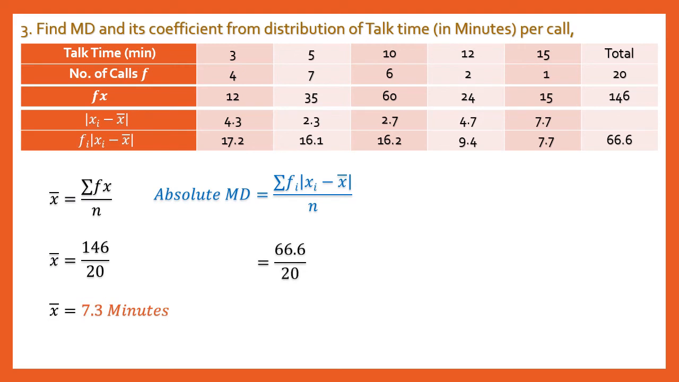Now the numerator is 66.6 and denominator is 20. So the answer is 3.33 minutes. Okay, so the mean deviation of the talk time in minutes per call is 3.33 minutes.